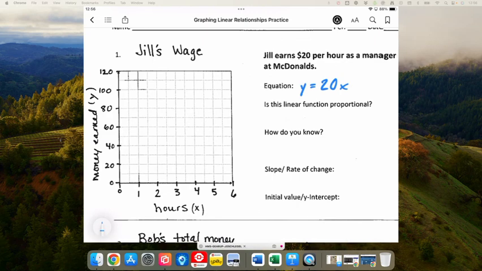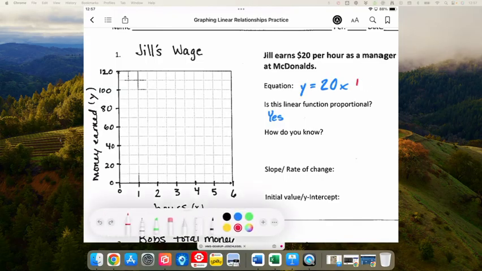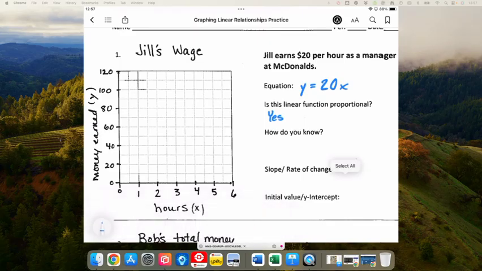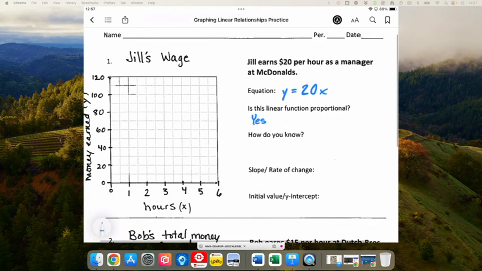You should be familiar with seeing equations like this from 7th grade. And the next question is, is this linear function proportional? The answer is yes. And so going back to our notes prior to this video, there is nothing being added to the end of this equation here. There is nothing like a plus 6 or something like that. And so this graph is going to pass through the origin and be a straight line. It is going to be proportional.